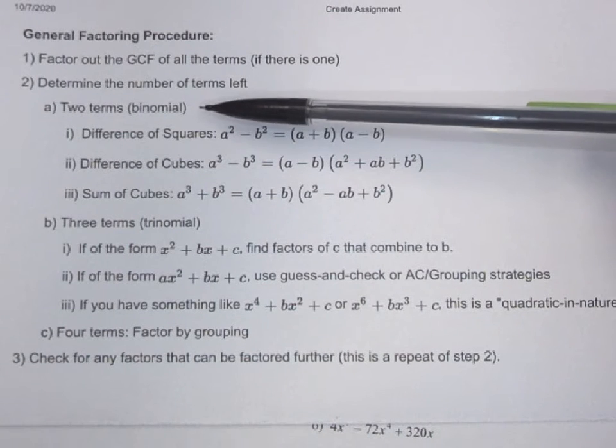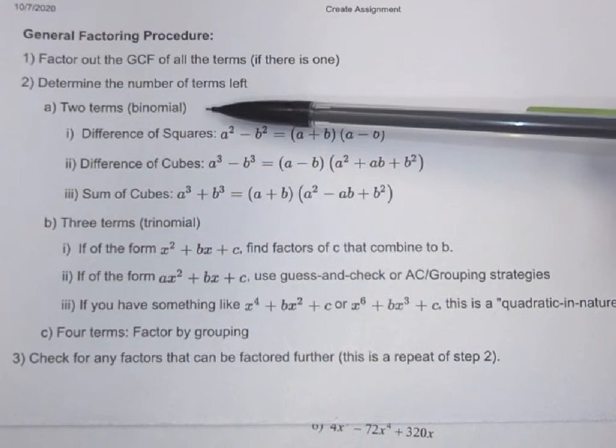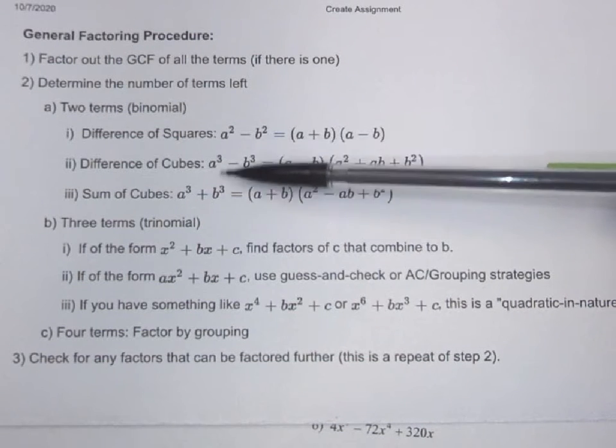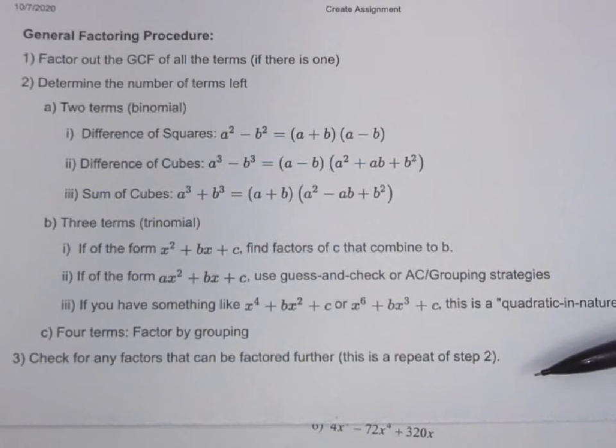Is it two terms? Yes or no? Is it three terms? Yes or no? Is it four terms? Yes or no? If the answer is yes to that question, then you figure out which one of those strategies you're going to use. And then step three is to just go back and check for anything else that is going to factor. So sometimes whenever you do step two, you end up with something that will factor even more.